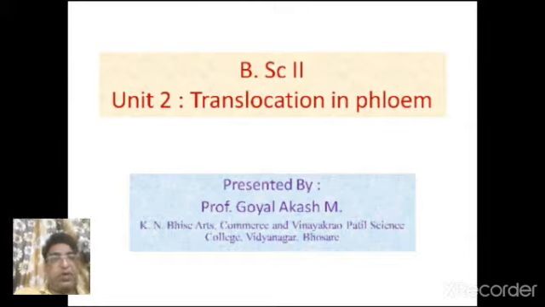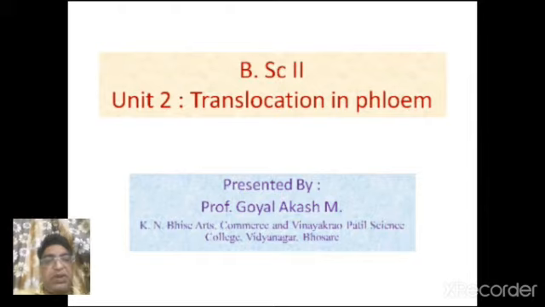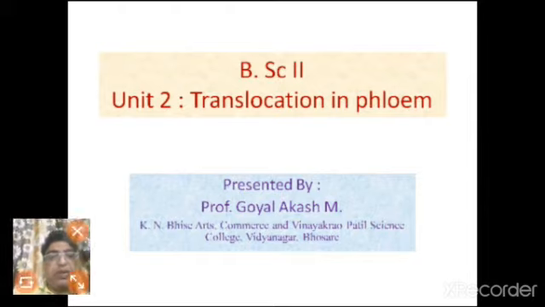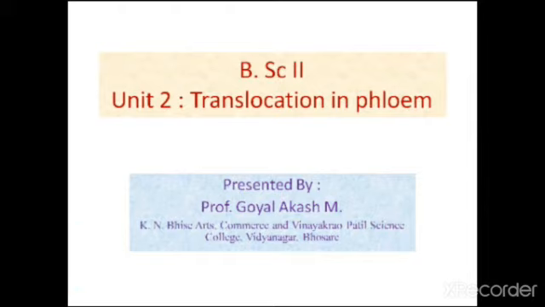Today we are going to talk about Unit 2, that is Translocation in Phloem. So as you know, the plant has various parts like root, stem and leaves, and we also know that plants are called as producers. They can produce the food for themselves as well as other living organisms.